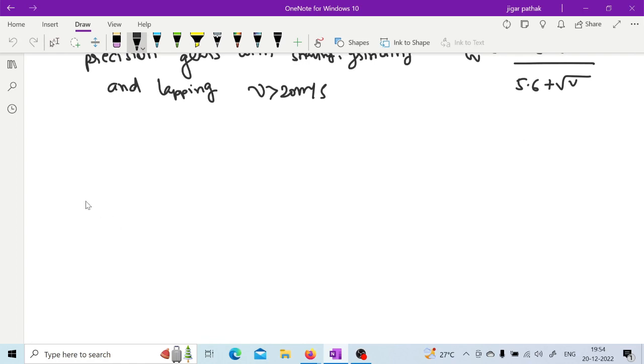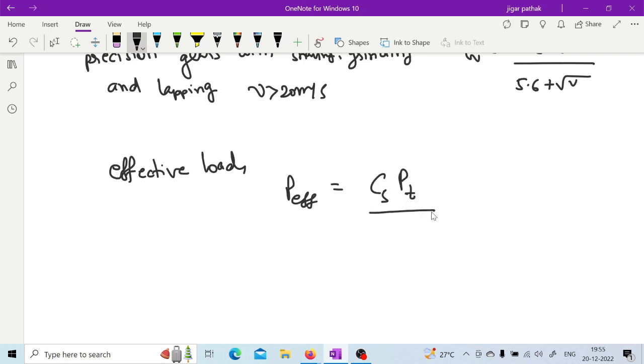So now the effective load between the meshing teeth is considered with this equation. What you have written before grinding, is it shaving? Shaving is also a surface finishing operation. Okay. So this effective load and this tangential load are related with this expression, right? Effective load is equal to CS into PT upon CV, where CS is the service factor and CV is the velocity factor.